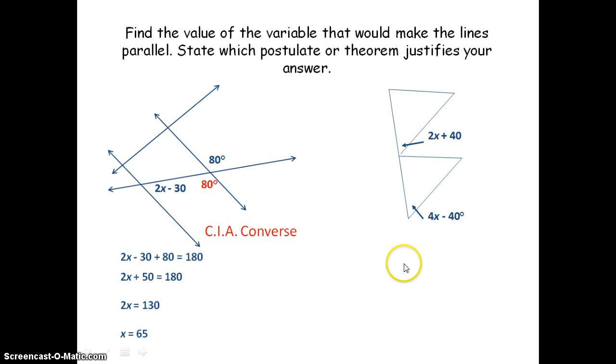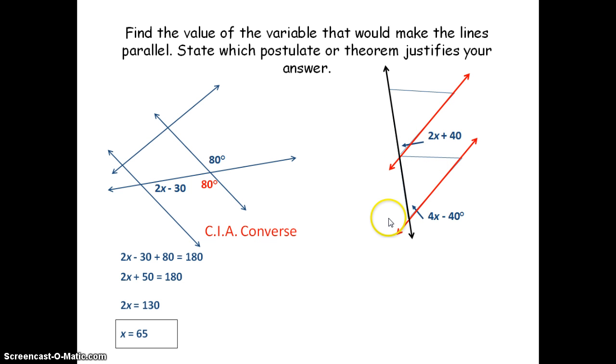Alright, the next picture can be a little tricky to look at, so I'm actually going to point out where the transversal and the lines we're trying to prove parallel are. So here are the two lines that we are trying to prove parallel, and this is the transversal. Knowing that, you can see that these two angles right here are corresponding angles. In order for these two lines to be parallel, these corresponding angles need to be congruent.